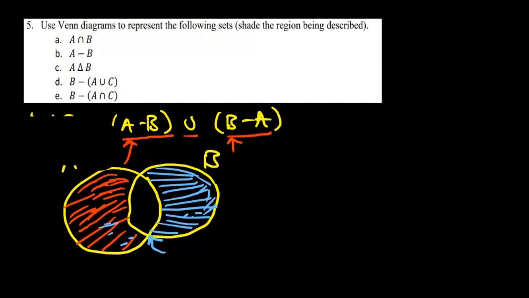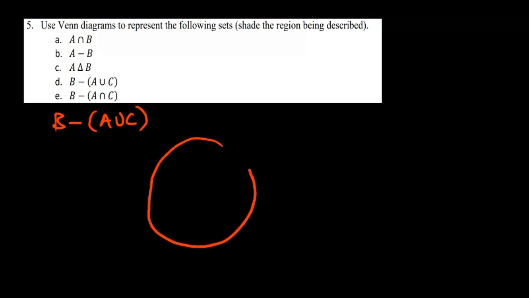Let's look at the D. So D, we have B minus A union C. So we are going to use the similar concept that we have been using. So I will draw A there, then I'll draw B, then I'll draw C. So this is C, this is B, and then this is A.